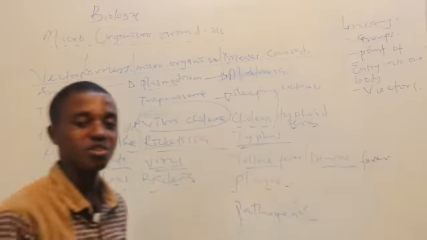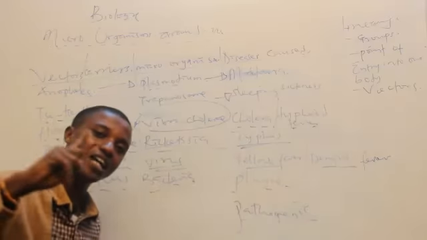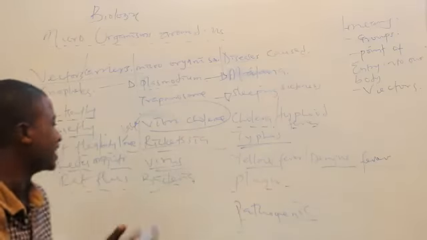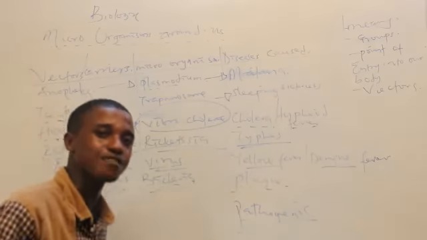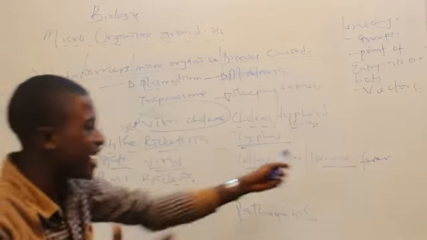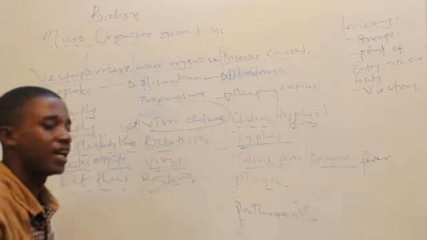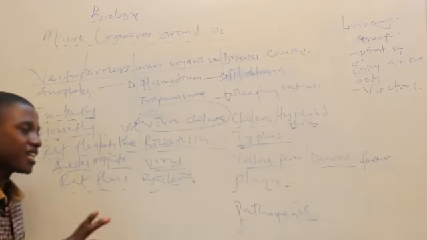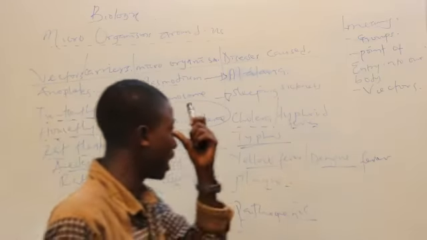Or we have the Aedes mosquito. Take note, the Anopheles mosquito carries Plasmodium, causing malaria. The Aedes mosquito is a carrier of virus. It is viral in nature and causes dengue fever or yellow fever. And the last is the rat fleas, which is a carrier of bacteria and it causes plague.